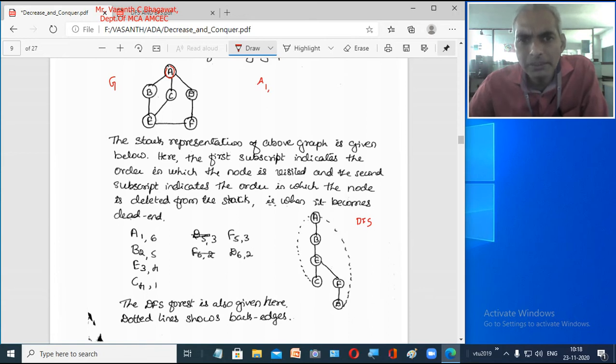So the first subscript indicates the order in which the node is visited, that is, in which order you are going to visit that particular node. And the second subscript indicates the order in which nodes are deleted from the stack. Now what we have told is, if you visit a node, you enter it into your stack. Let us say that this is your stack.